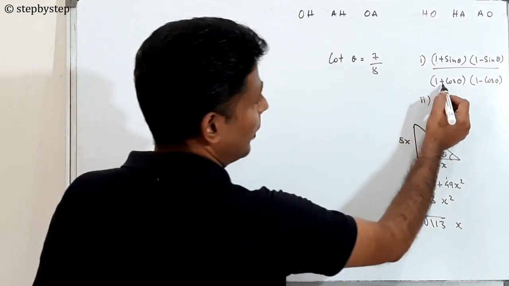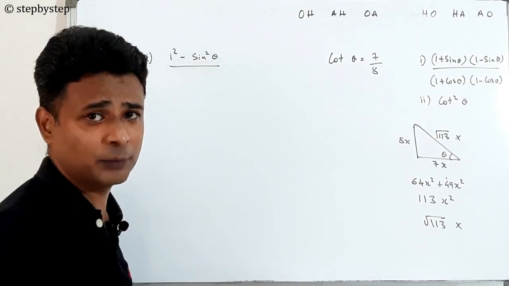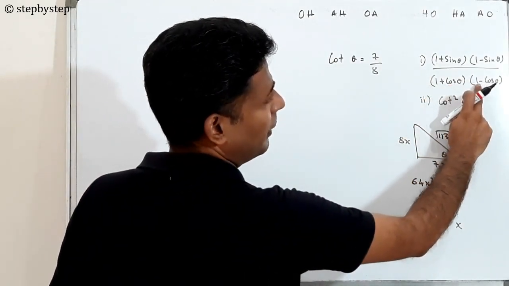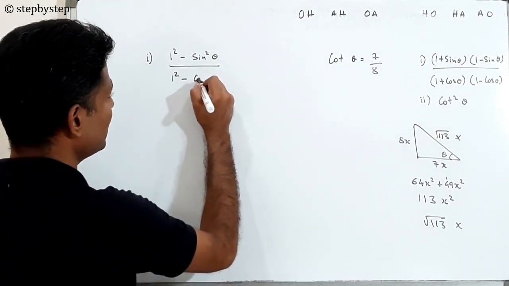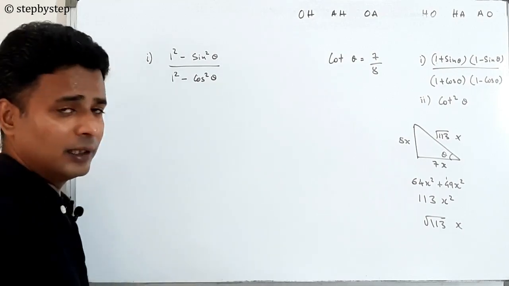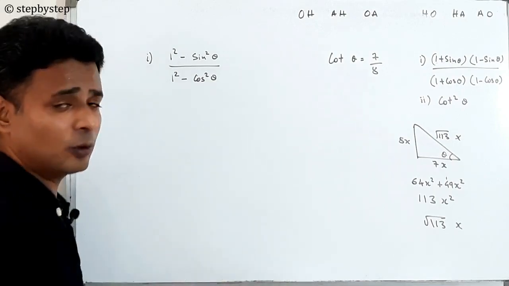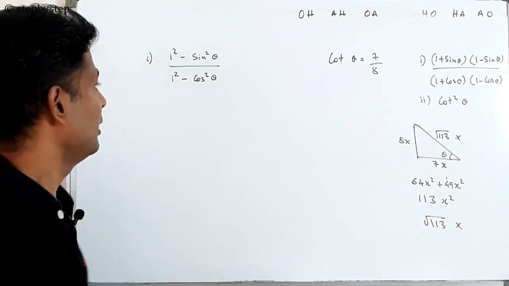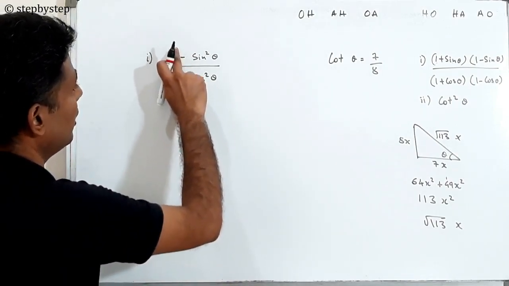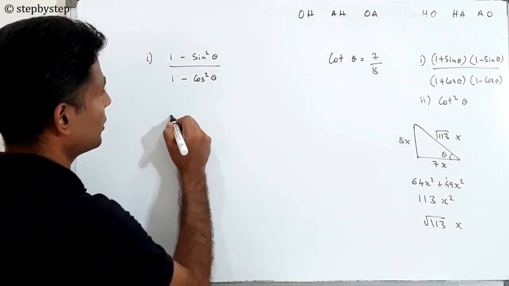Alright. By (1 plus cos theta) into (1 minus cos theta). Again it is of the form (a plus b) into (a minus b), right? So a square minus b square. So I'll write it as 1 square minus cos square theta. Again remember, cos theta whole square is written as cos square theta. Cos square theta means cos theta whole square. Now 1 square is 1 and so we get 1 minus sin square theta by 1 minus cos square theta.